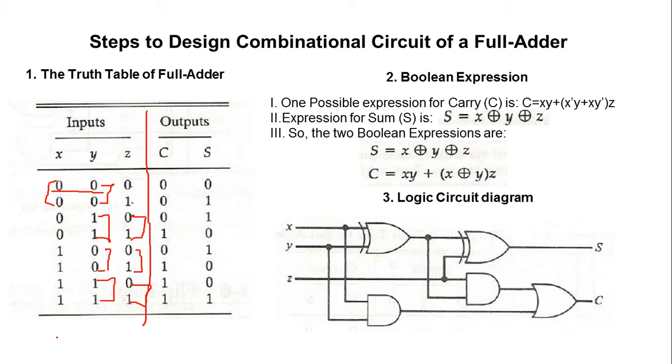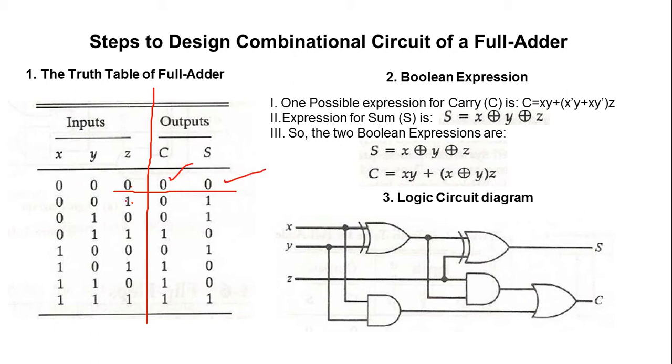So by providing these inputs, I have to do the sum of these three variables. So let's do that. 0 plus 0 plus 0: 0 will be the sum, 0 will be the carry. 0 plus 0 plus 1: 1 is the sum, 0 is the carry. 0 plus 1 plus 0, what is it going to give me? Again 1 as a sum, 0 as a carry. 1 plus 0 plus 0 means 1 as a sum and 0 as a carry.